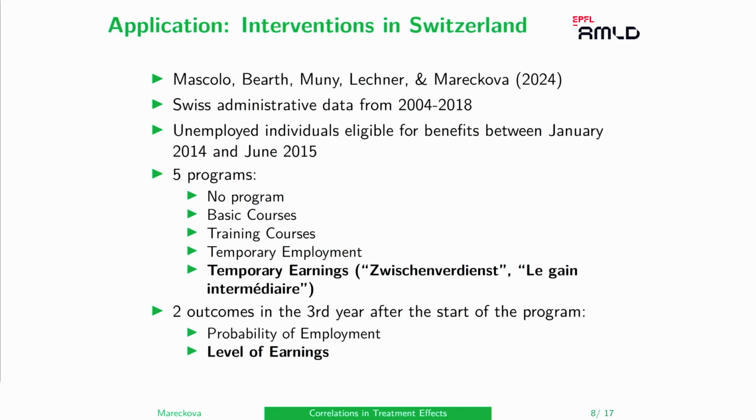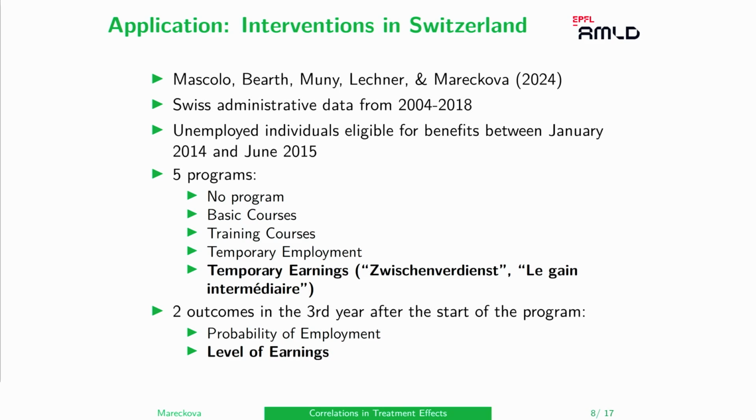So let's have a look now at how it would look in an application. So we look at the interventions in Switzerland. This is a project where I'm a part of together with Professor Lechner and another 3 PhD students. We use Swiss administrative data from 2004 till 2018. We look at unemployed individuals eligible for benefits between January 2014 and 2015. We have 5 programs in our data. For the lack of time, I will just show results for the last program, the temporary earnings.